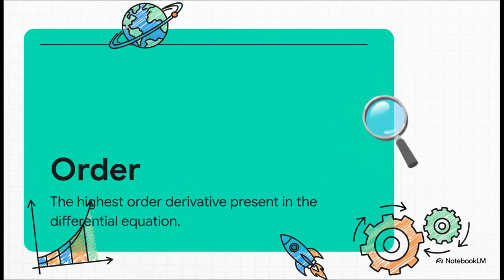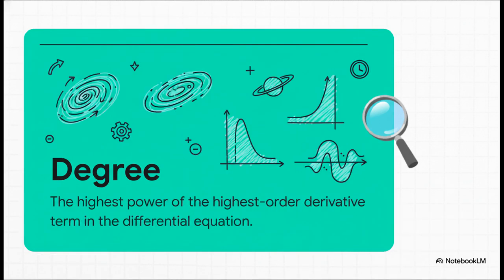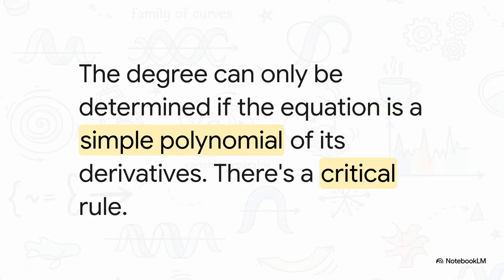See how that works? Okay, so once you've spotted that highest order derivative, the degree is just its power, its exponent. Super simple. If that term is squared, the degree is 2. If it's cubed, the degree is 3. Easy, right? Well, there's a catch. And this is a big one.